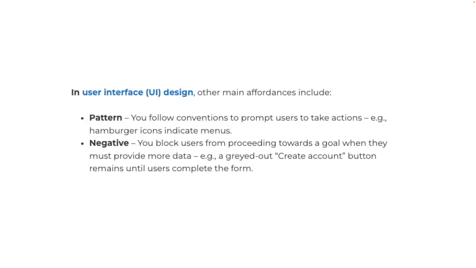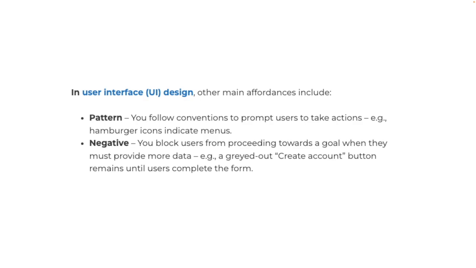The final one, and then class will be over for the day, is UI, user interface designer. We have pattern and negative affordances. So pattern, you can follow conventions to prompt users to take action. So the hamburger icon, so when you have those 3 horizontal lines, it's called a hamburger icon in the world of web designers. That indicates there's a menu and it's clickable. You might not realize it's called a hamburger icon, but you've definitely seen it before, and you definitely would try and click that to release the menu, to expand the menu.